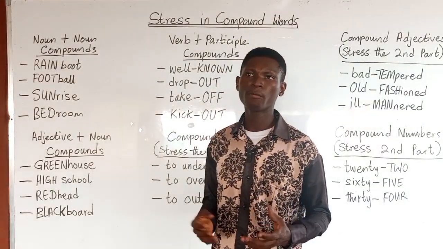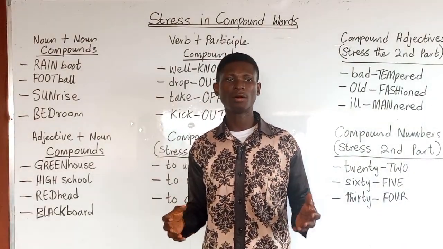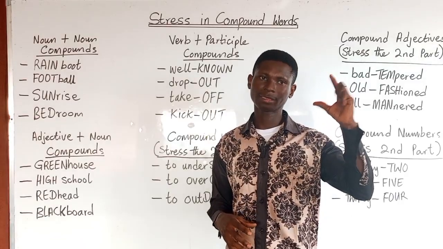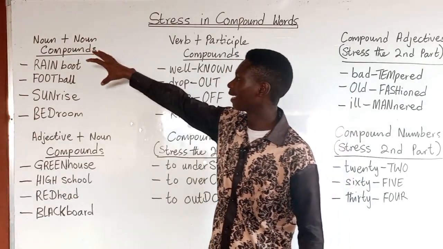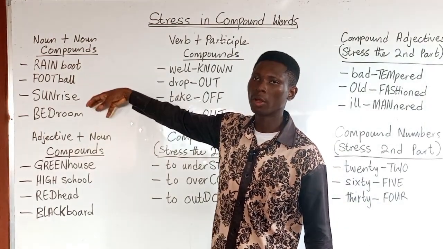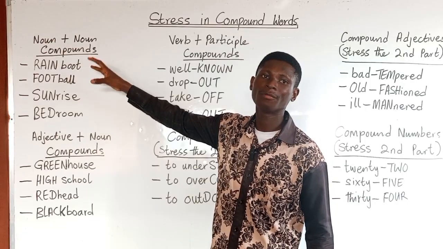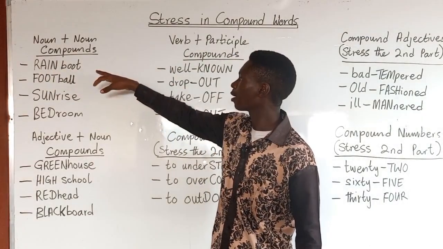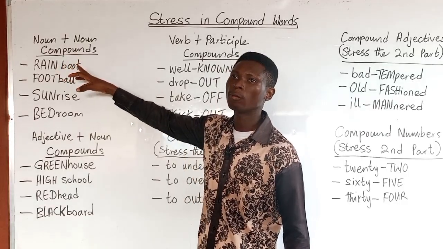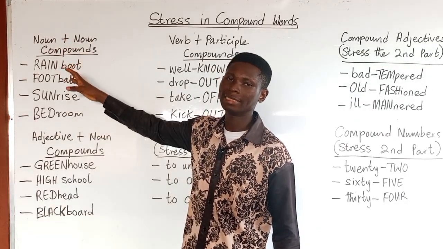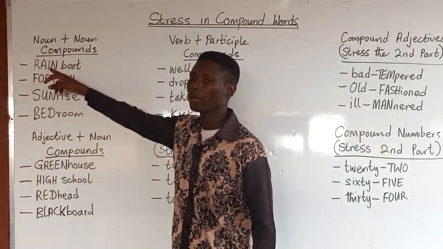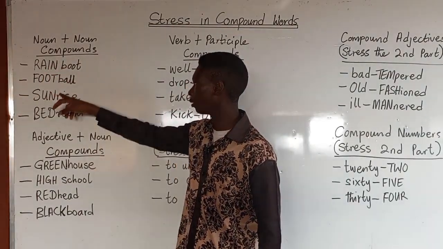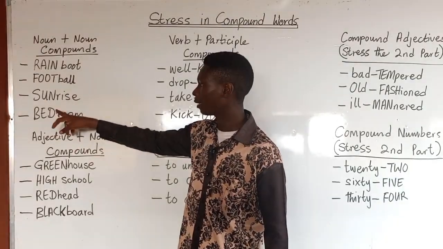So when we have compound words that are formed by the addition of two nouns, the stress must be on the first word. So note that these are compound words. They are regarded as one word, though they are formed through the addition of two words. So the different words are only here to help us to realize which one should be pronounced louder than the other. So for this combination, we have the stress on rain. So we have rain boot, football, sunrise, bedroom.